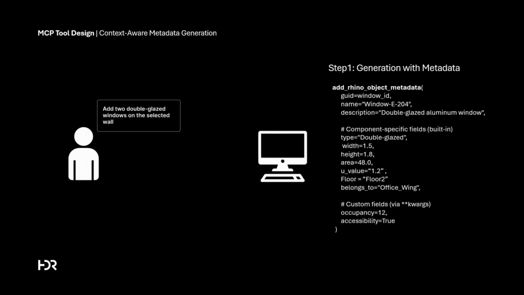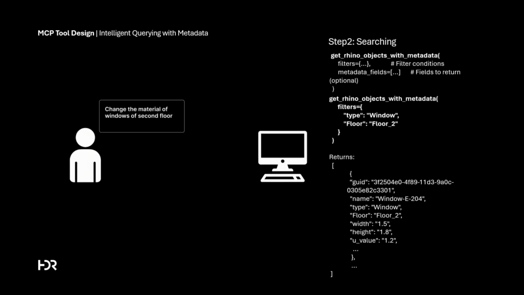So we designed a tool in the Rhino MCP so that every time the MCP server generates geometry, it automatically generates object metadata. For example, for windows you have the description, the type, double glazed and white, and the value, and most importantly, the floor which the window belongs to. This gives the MCP server or agent more comprehensive semantic context.